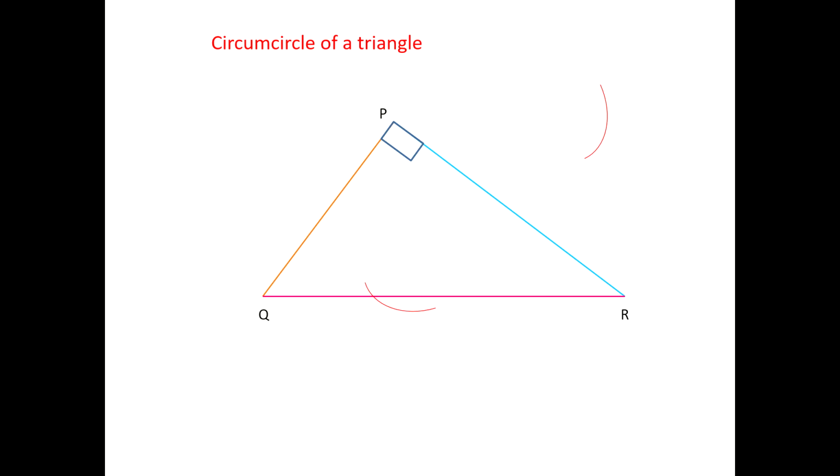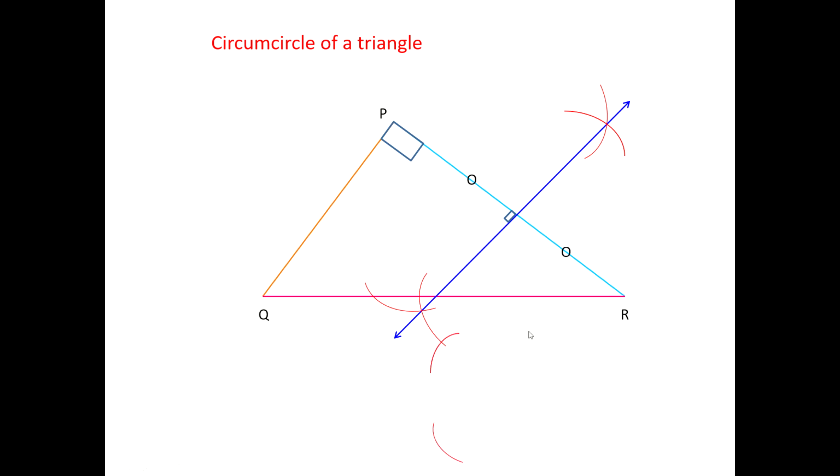So from R we will cut arcs on both sides, and from P also we will cut arcs on both sides of side PR such that they intersect the previous ones. So we can draw a line passing through them. The blue line becomes the perpendicular bisector of side PR. For perpendicular, we put the right angle sign, and for congruency, we put the same sign.